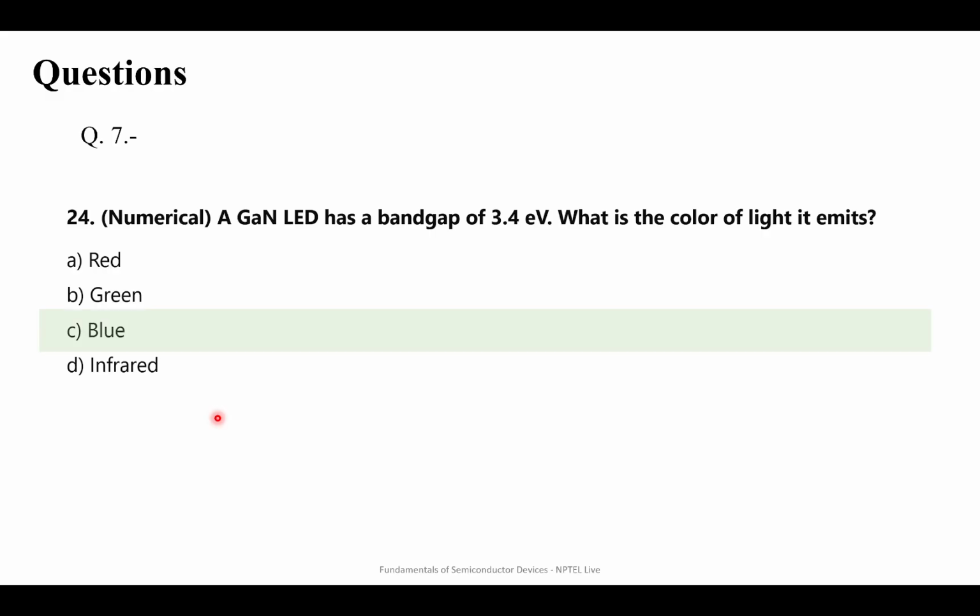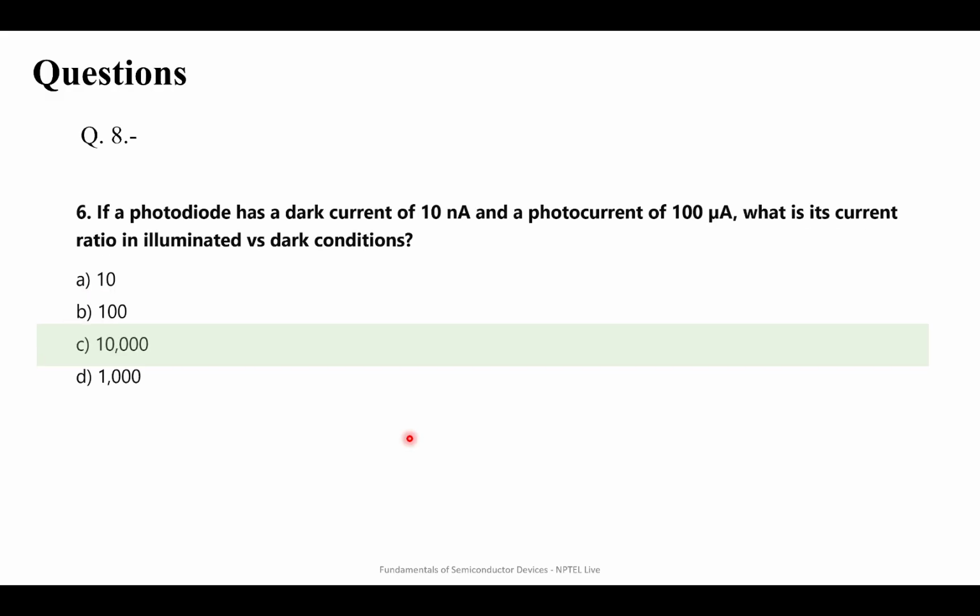That is correct. The answer would be blue. If we divide 1240 by 3.4, you will get 365 nanometer. And 365 nanometer is in the range of blue and ultraviolet. So it is actually ultraviolet, but you can also see blue color. Okay, here the answer is shown to you.